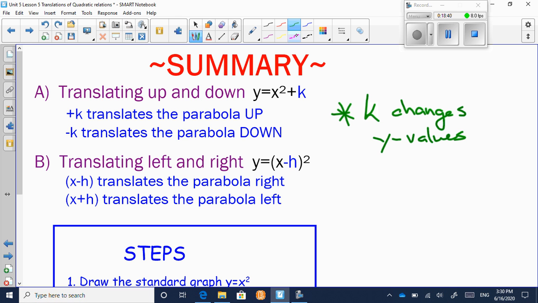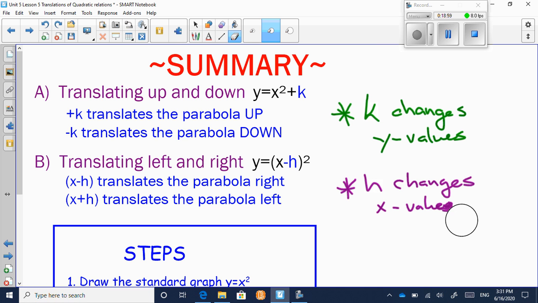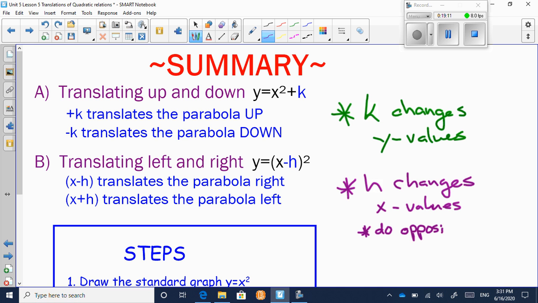And then the H changes the X values. And I'm going to put a little reminder there for you. Sorry, I didn't make that very legible. Let me fix that up. Okay. Changes the X values. And then I'm going to put a little star here: do the opposite. Do the opposite.